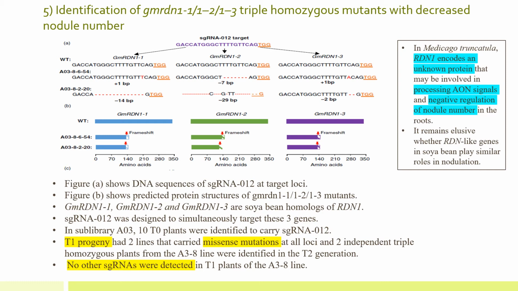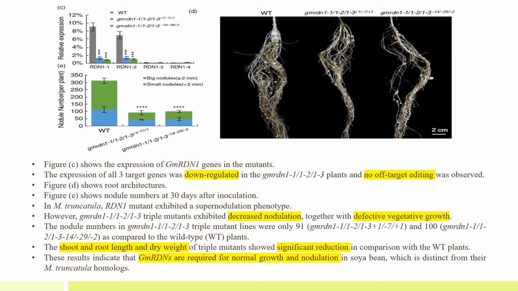In sublibrary A03, 10 T0 plants were identified to carry SgRLDN. T1 progeny has two lines that carry frameshift mutation at all loci, and two independent triple homozygous plants from the A3 line were identified in the T2 generation. No other sgRNAs were detected in T1 plants. Figure C shows the expressions of GmLDN1 genes in the mutant. The expressions of all three target genes were down-regulated and no off-target editing was observed.